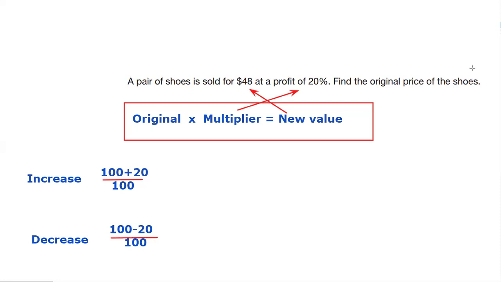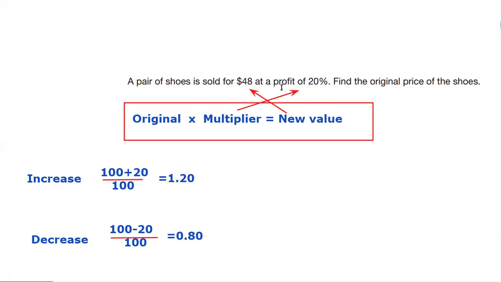So here we have two multipliers. Let's write the answer for each one of them. This one will become 1.20 like this. So this multiplier is 1.20 or 1.2. And this one, when you subtract from 100, is going to be 80. Divide by 100 is going to be 0.80. So we have two multipliers. This is the increased multiplier of 20%, and this is the decreased multiplier of 20%.